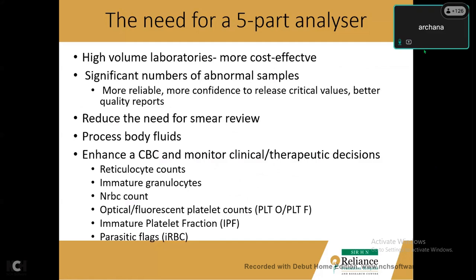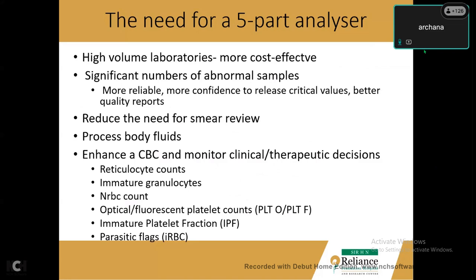So as we said, if you have a large volume lab, that means you're processing, for example, somewhere close to 500 to 1,000, even 1,500 CBCs a day, it becomes almost impossible for you to review even 35 to 40% of these CBCs for smear. It would be still a very large number, and it is hard manual labor, all this put together.